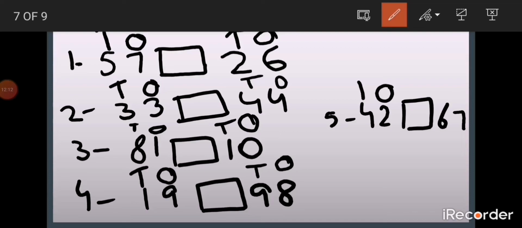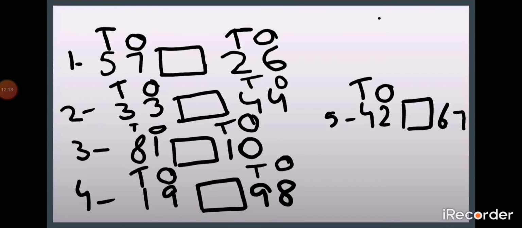The next digit is 4. I will put the second value, that is tens. So I put T here for tens. In this number 42, there are 2 ones and 4 tens. Look at the number 67.